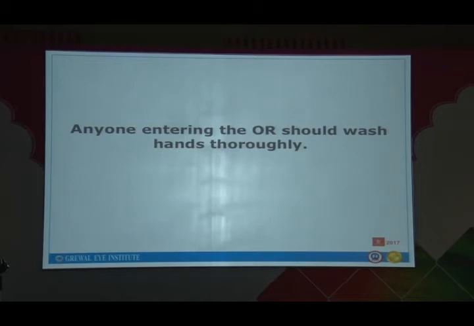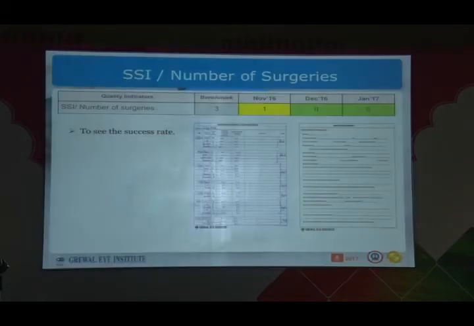Similarly in the OT, any person entering the OT, even if he has gone out for 5-10 minutes, must have a hand wash. Entering the OT should be only after using sterillium, because it's important to prevent the bugs from going inside the OT. Then you keep a record of SSI, the surgical site infections. Whenever there is an infection, you again have a set protocol through which the whole process will go. I'm not touching on the medical part because that will be coming, but this is on the management or administration part, what all needs to be done in those cases.